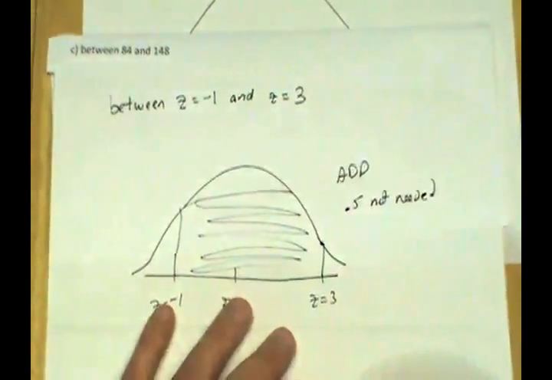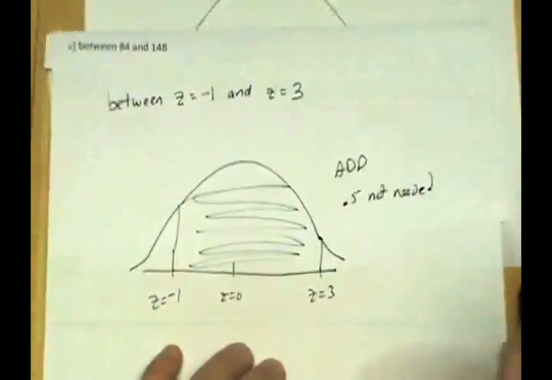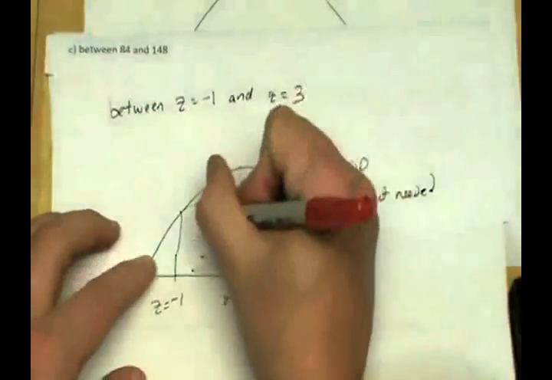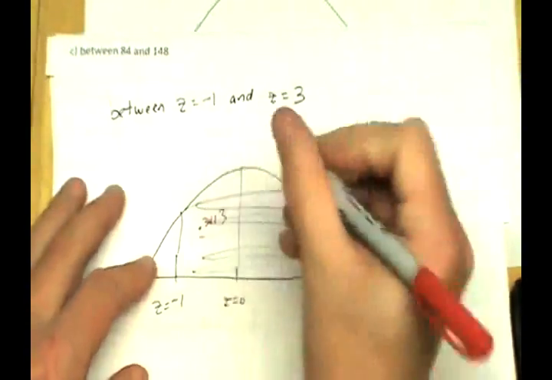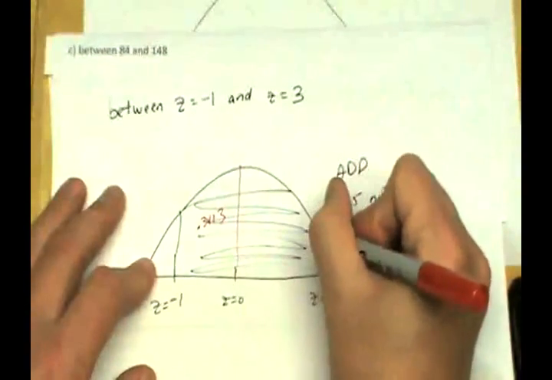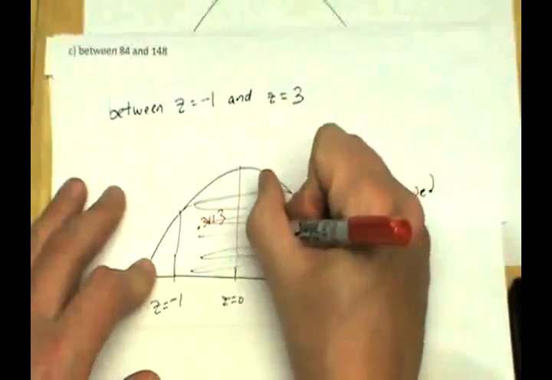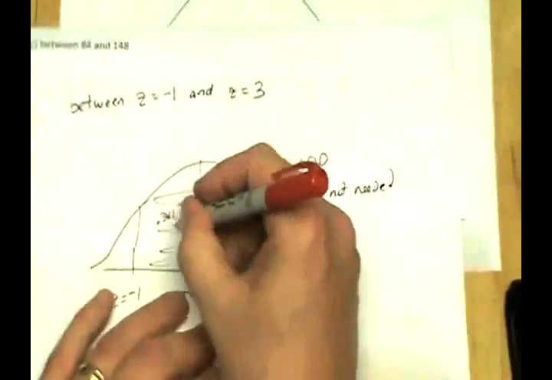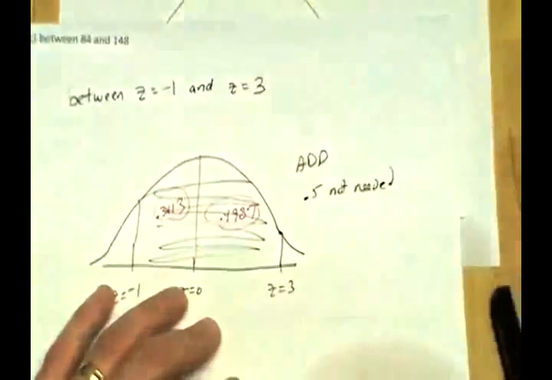Sorry about my bad handwriting there. So when we look up -1 in our chart, we get back 0.3413. That's between 0 and 1. When we look up 3 in our chart, 3.00 is 0.4987. And since we know this left and that right, we know the whole thing. We just add them together.